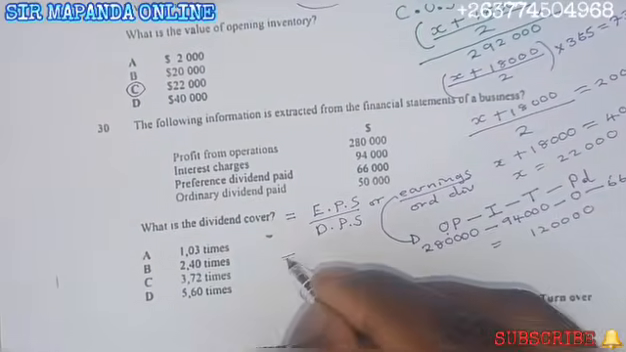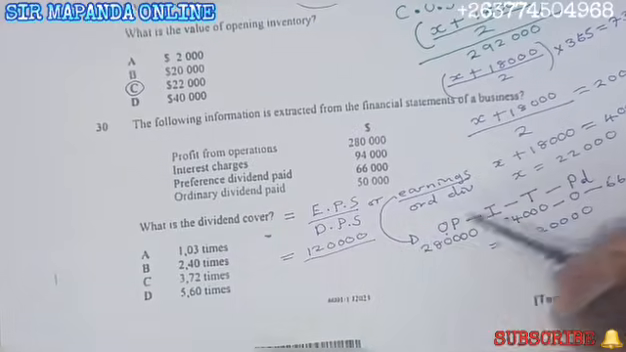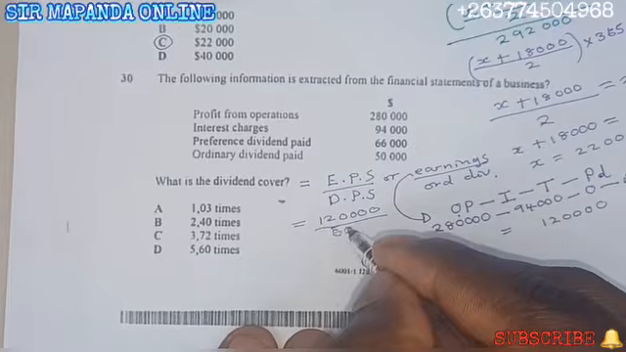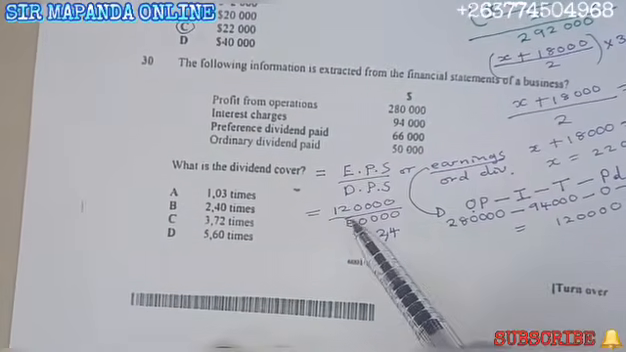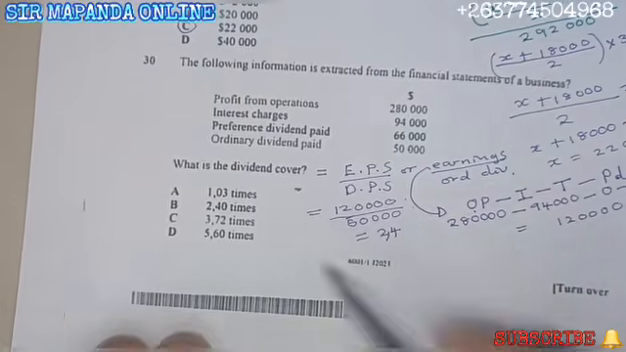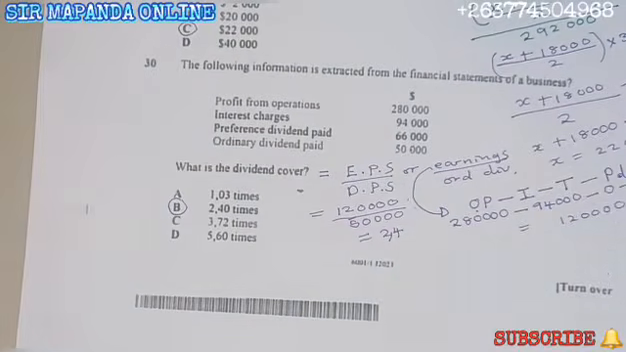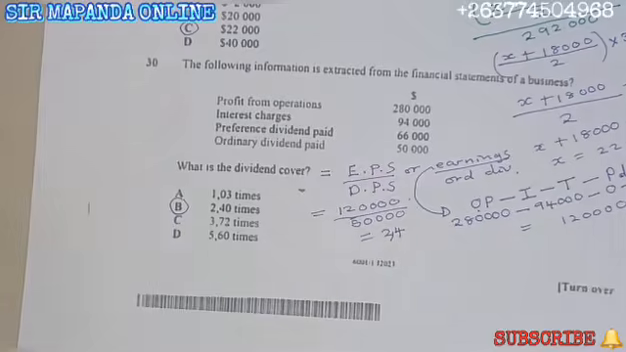So I'm going to say 120,000 divided by the ordinary dividends of 50,000. You'll be able to get your dividend cover. So I'm going to divide 120,000 by 50,000. You get 2.4. So your answer is B, 2.4 times. Stay tuned as we move on to question number 31.